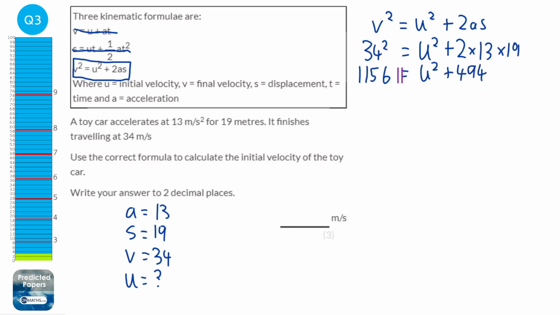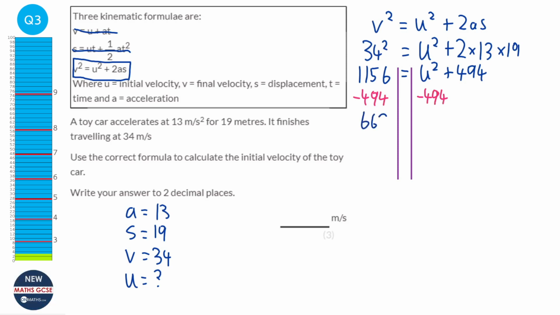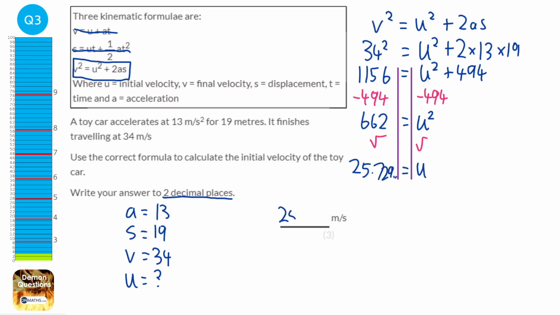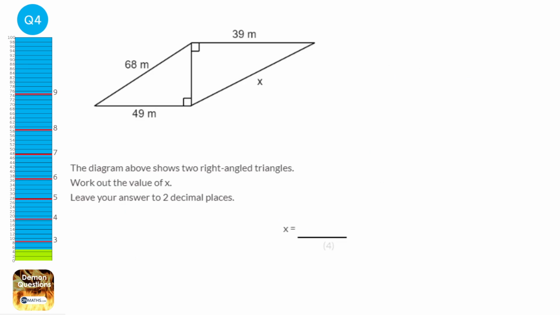And it turns into a solving part, so we're just going to solve this. So the first thing I'm going to do is subtract 494 from both sides. And so we're left with 662 equals u squared. Then we're just going to square root both sides. And so square root of that is going to be 25.729 blah blah blah. And it says it wants it to 2 decimal places, so it's going to be 25.73.